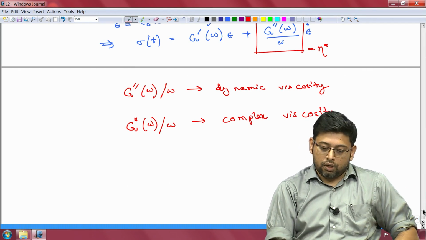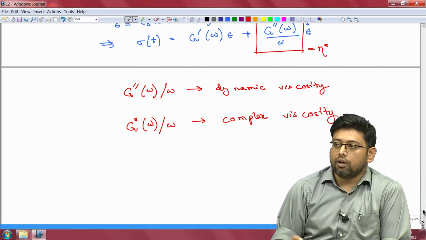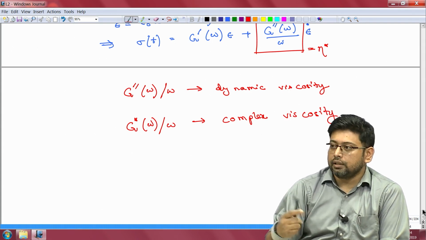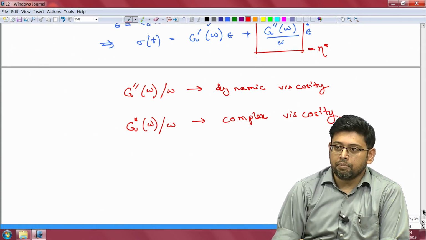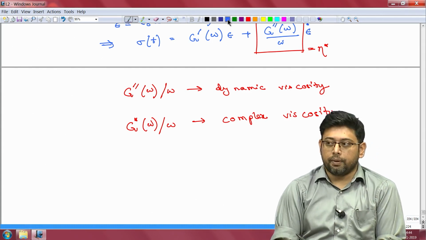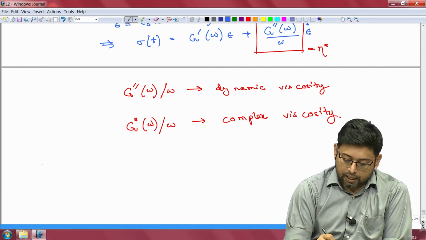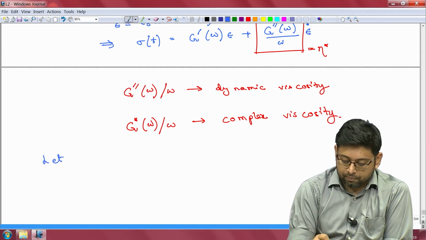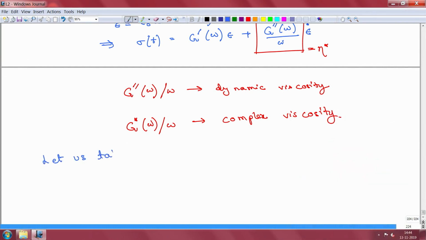Okay. So, having derived all this, there is one example that we are going to start, and I will encourage you to try and finish it in the next class. We will finish that sample problem next time, but I am going to start the problem today. Okay. So, let us take the case of the Maxwell fluid.